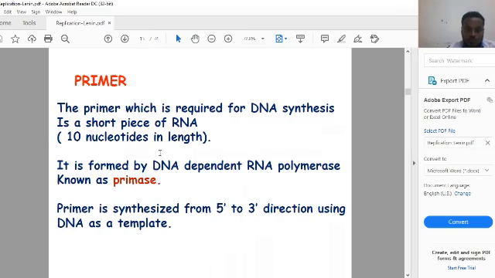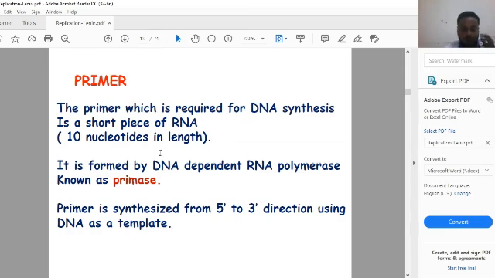The next one is the primer. Now you can see the substrates and products needed for DNA replication. First are the enzymes, next is the template, and now we move on to the primer. What is the primer? It is a short piece of RNA, about 10 nucleotides in length, which is required for DNA synthesis.